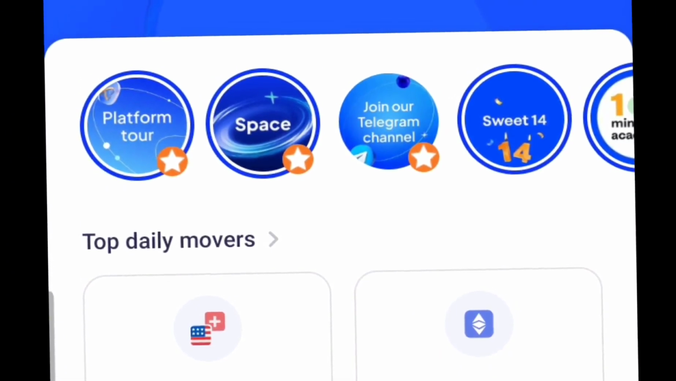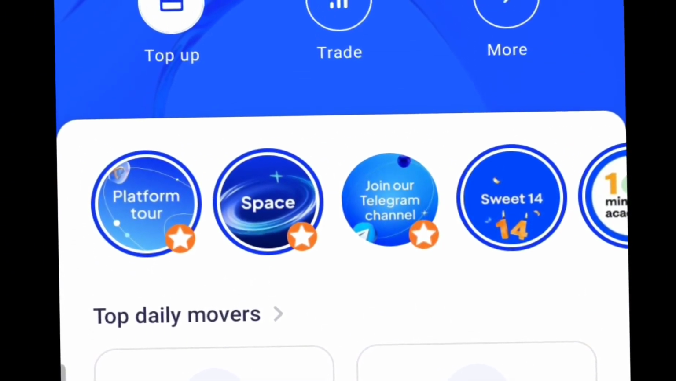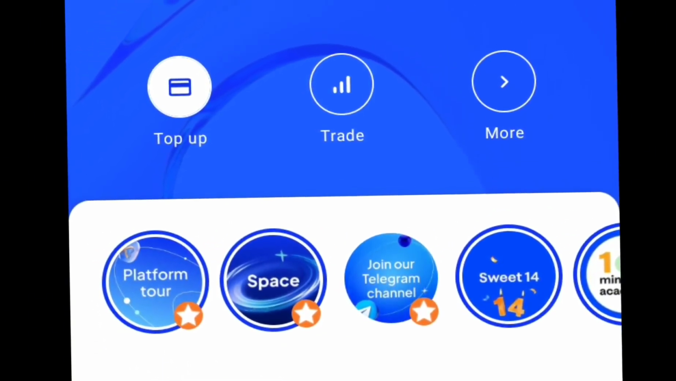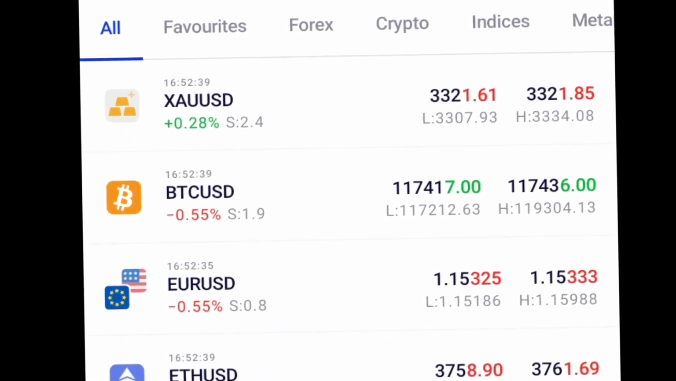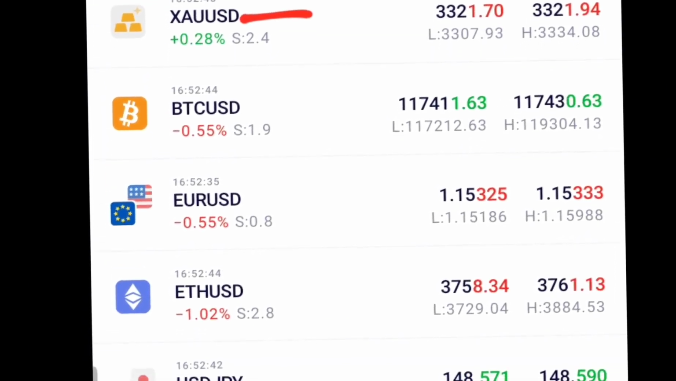If you're about to take a trade, you want to get a specific instrument, what are you going to trade on? You go to trading. So now let's dive in. Let's click trading. When you click trading, it's going to load different kinds of instruments you're going to trade. So we have gold. You can see here, this is gold.